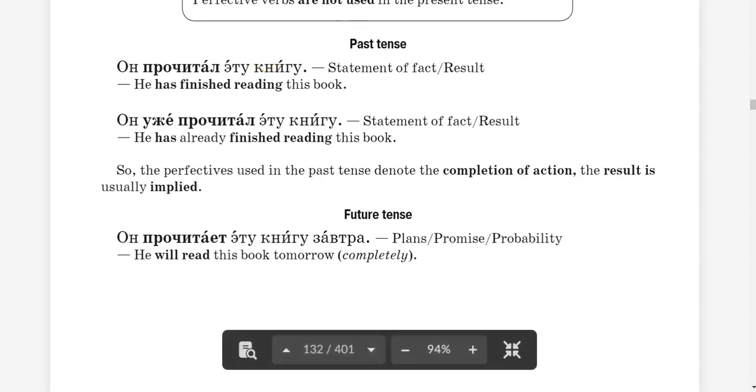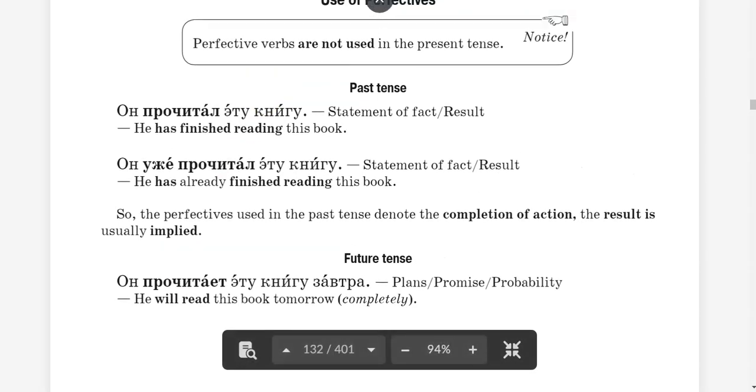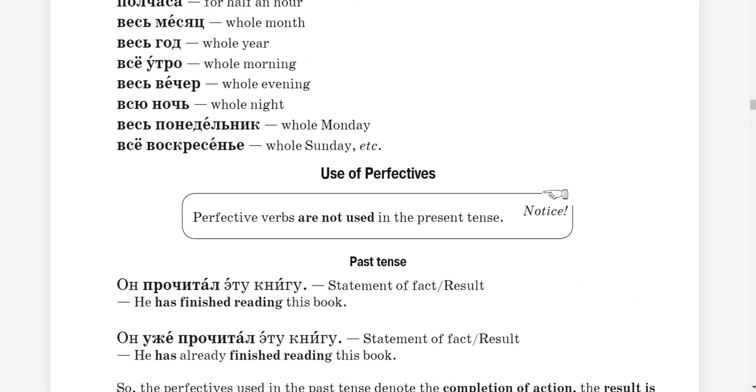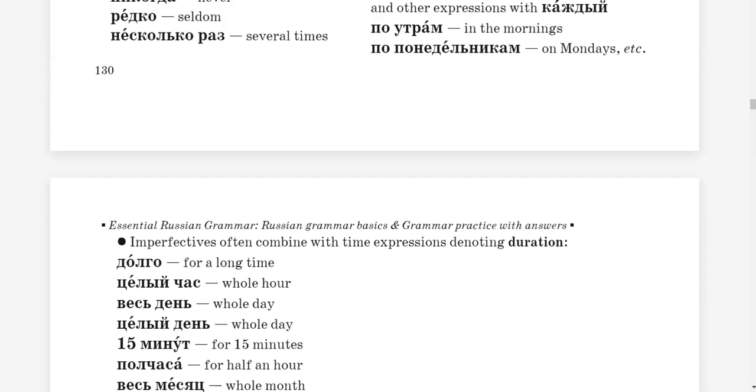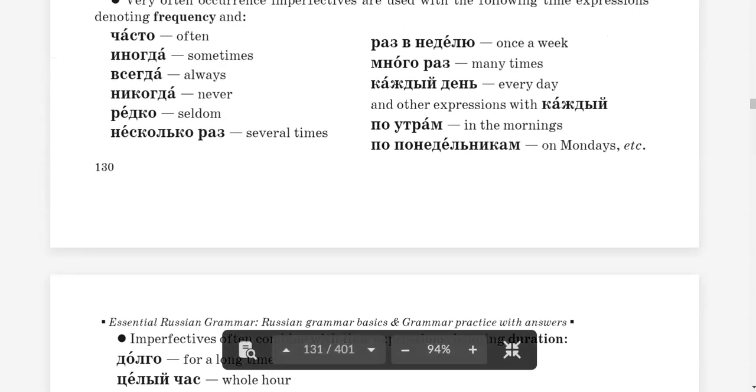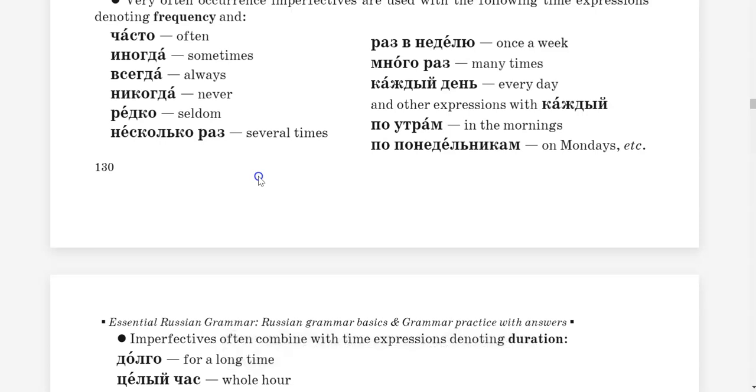Thanks guys for watching. I hope this video was useful for you. So try to remember all these differences between imperfective and perfective, and of course try to remember these short adverbs that will always describe the process rather than the completion of the action.